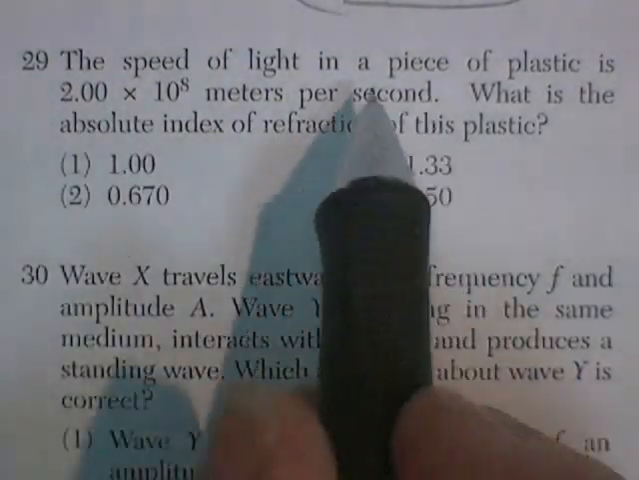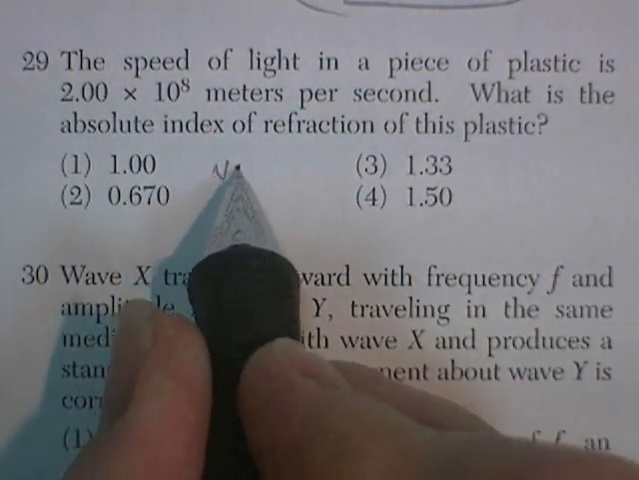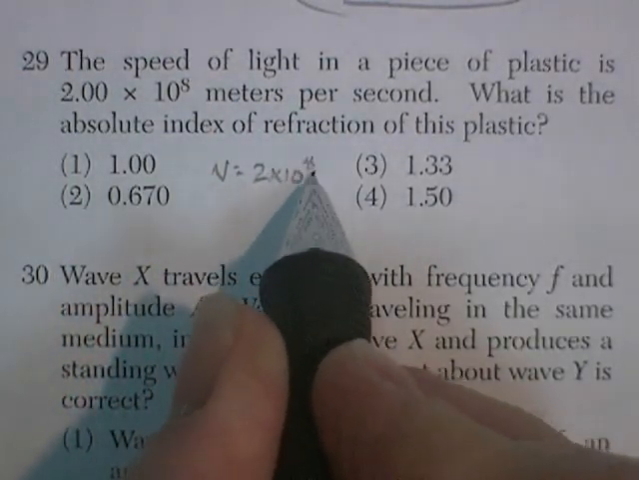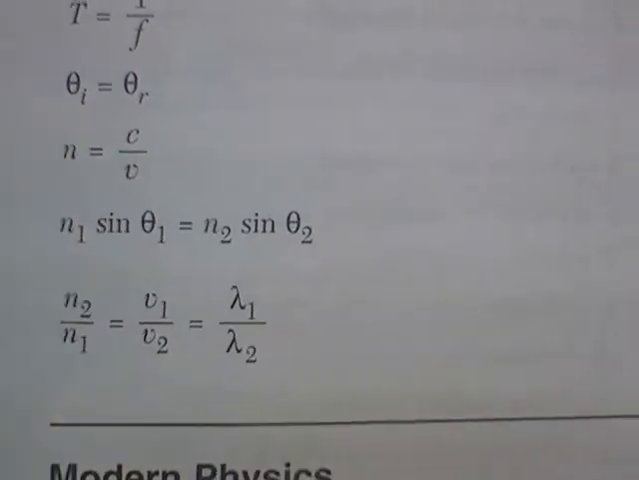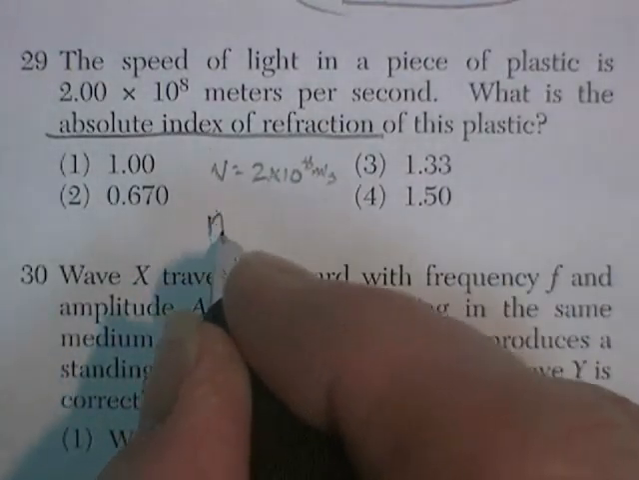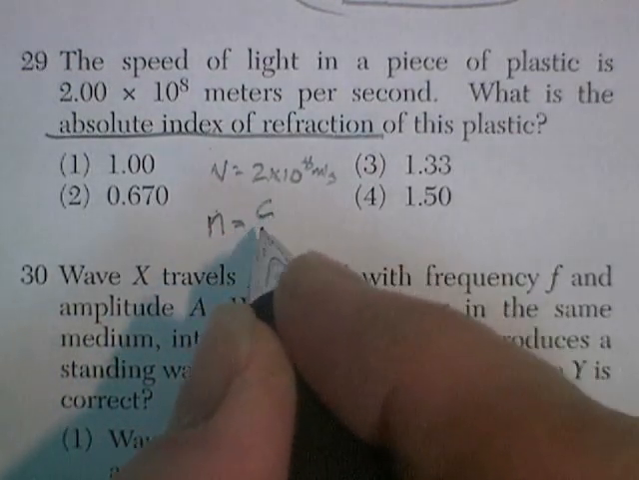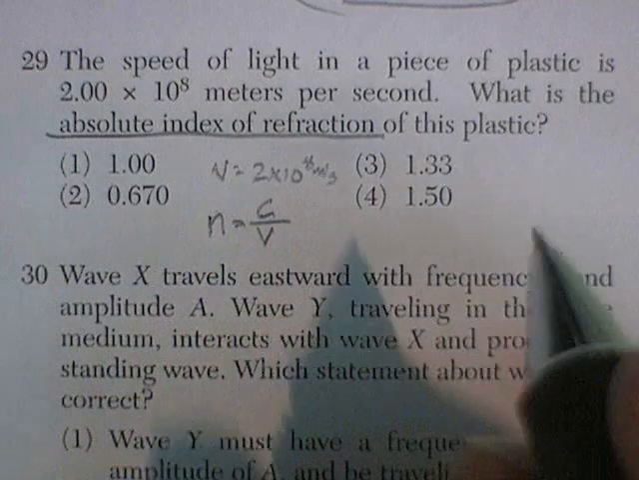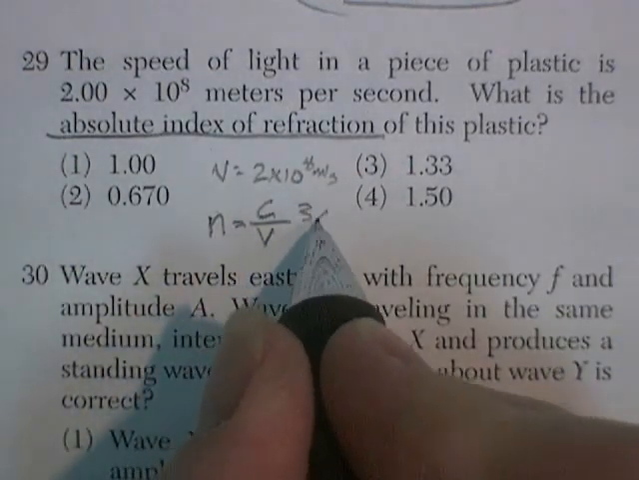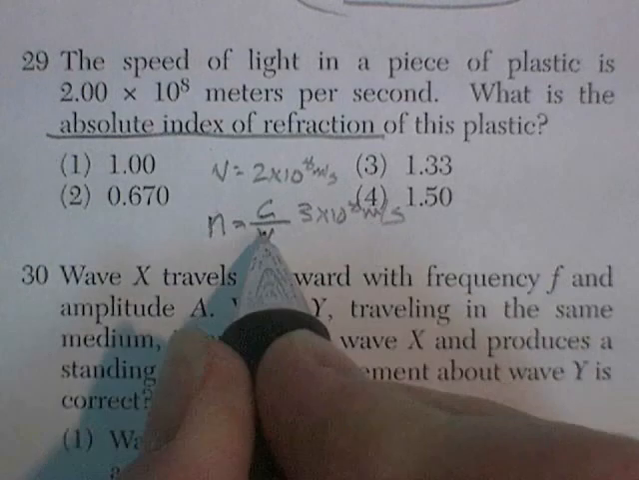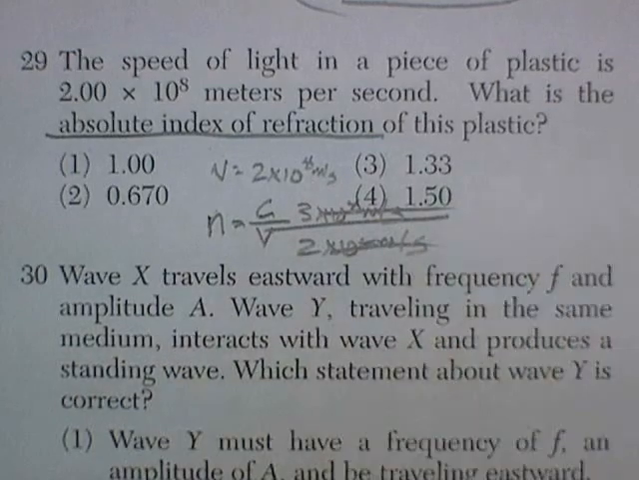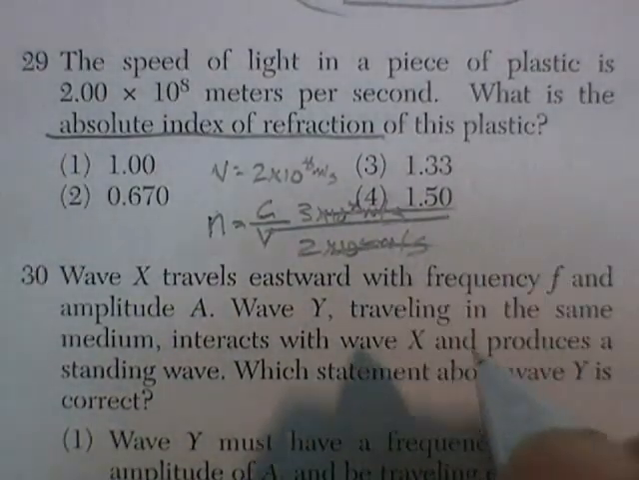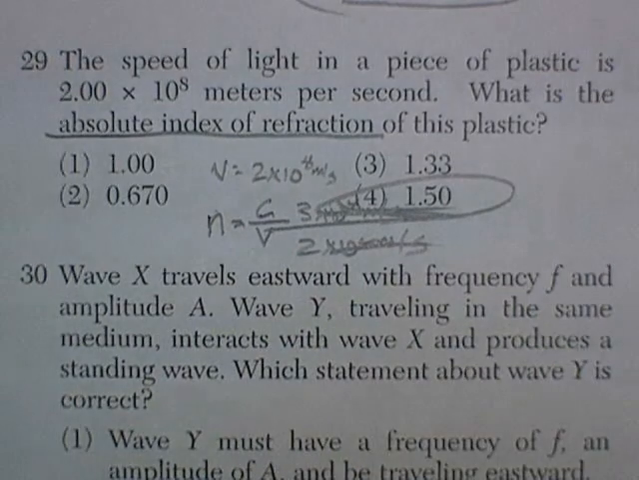Question 29. The speed of light in a piece of plastic is 2 times 10 to the 8 meters per second. What is the absolute index of refraction? Well, that was the formula we just mentioned earlier. N is C divided by V. So N, the absolute index of refraction, is the speed of light in a vacuum divided by the speed of light in the material. The speed of light in a vacuum is 3 times 10 to the 8 meters per second, divided by 2 times 10 to the 8 meters per second. So it's 3 divided by 2, which is 1.5. There we go.